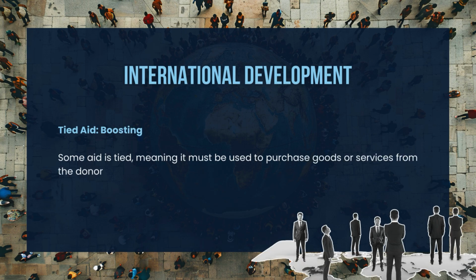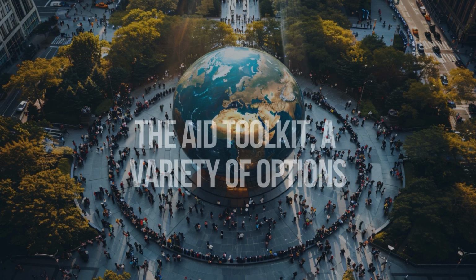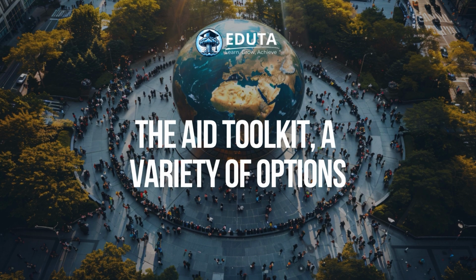Tied aid, boosting domestic industries. Some aid is tied, meaning it must be used to purchase goods or services from the donor country. This can benefit the donor's economy, but it might not always be the most effective way to help the recipient country.